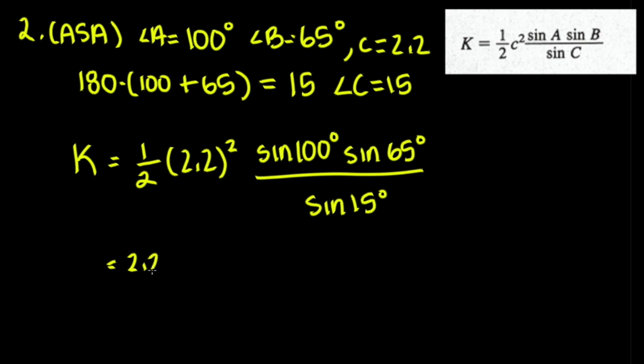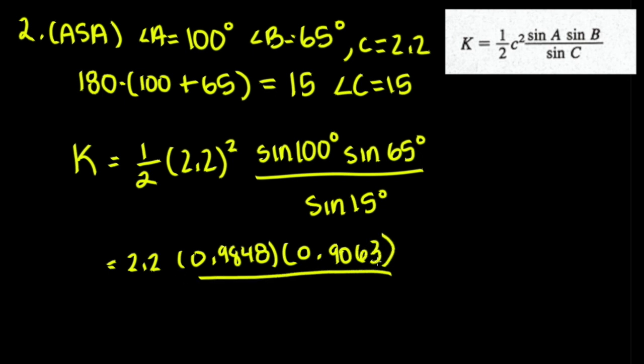This equals 2.2 squared times 0.9848 times the sine of 65, which is 0.9063, divided by the sine of 15, which is 0.2588. If we enter this value into our calculator, we see that this equals 8.35. So the area of this triangle is 8.35 meters squared.